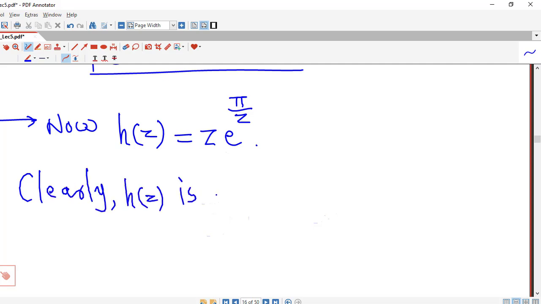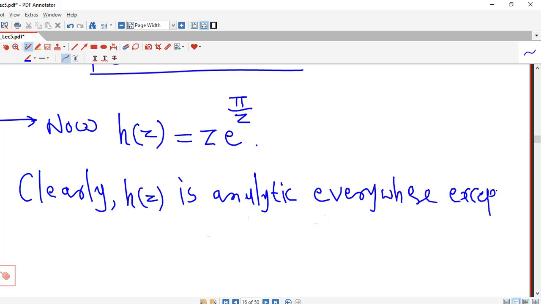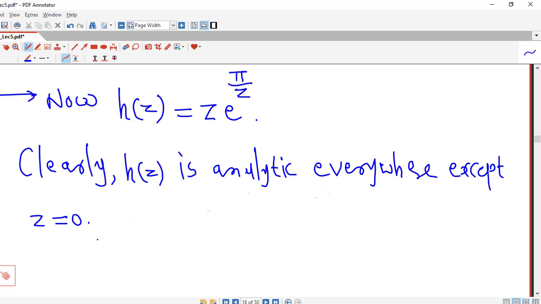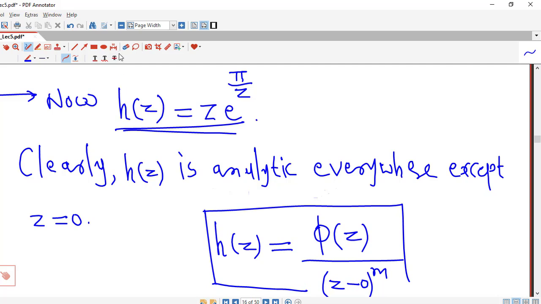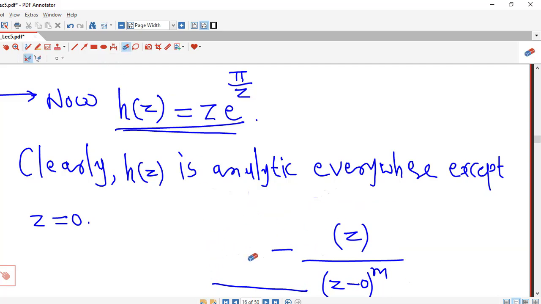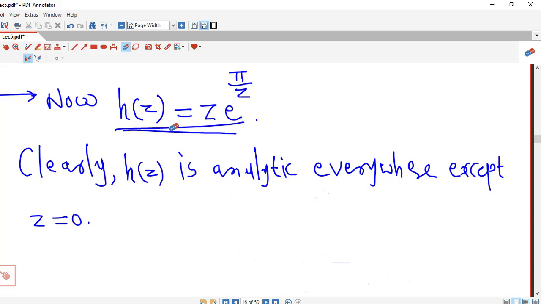Clearly h of z is analytic at every point except z equal to 0. Therefore z equal to 0 is an isolated singularity of h of z. Now to calculate the residue at z equal to 0, it is not possible to write h of z in the form phi of z over z minus 0 raised to something. So we cannot apply the method which we applied earlier to calculate the residue for this function. Here we can use the Laurent series expansion of this function to calculate the residue at z equal to 0.